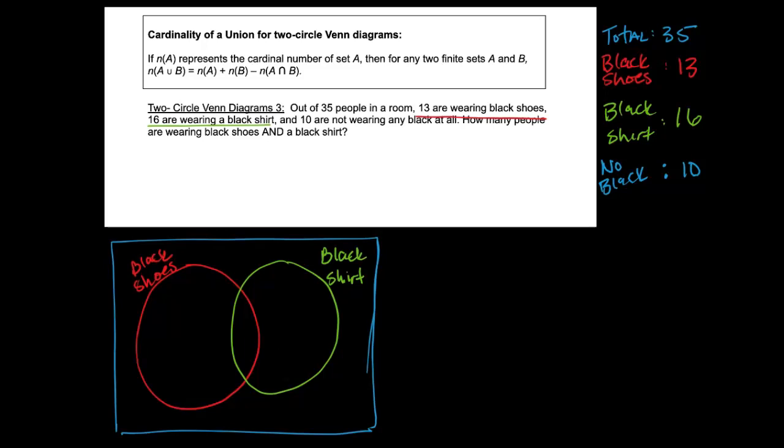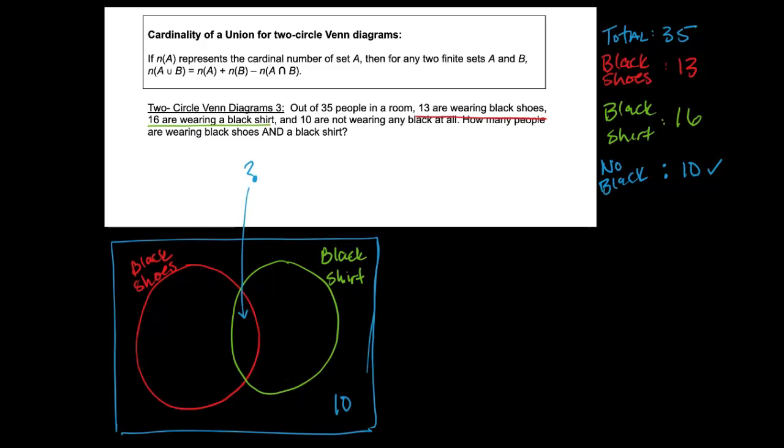Now, no black at all, that means people that are outside of this. This is outside of both of the circles because they don't have black shoes or black shirts. So that number I can put on the outside. So I'm going to write a 10. So at least we get to put one number on the outside. And the question asks us, how many people are wearing black shoes and black shirt? So this right here is what we want to know. Right now, without anything else, we can't answer this question.